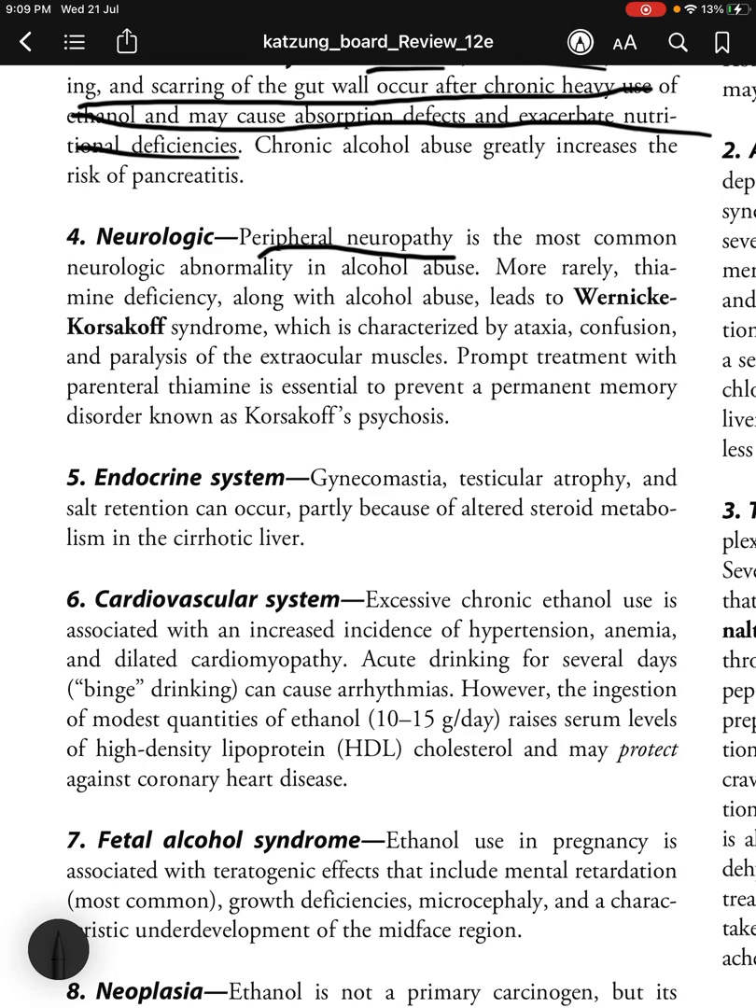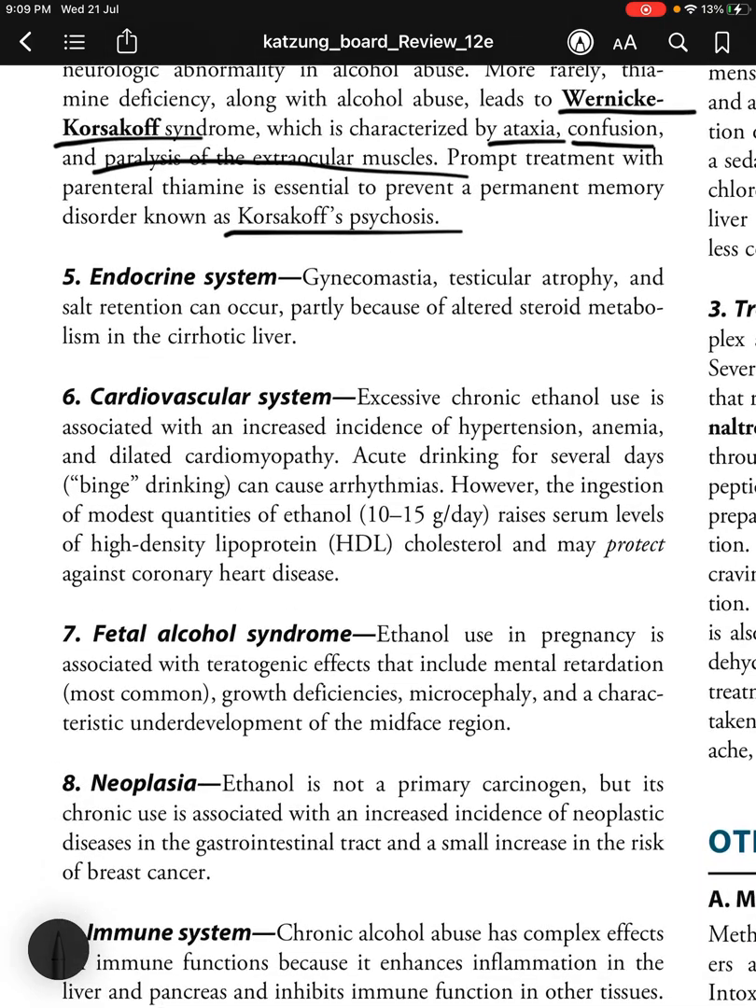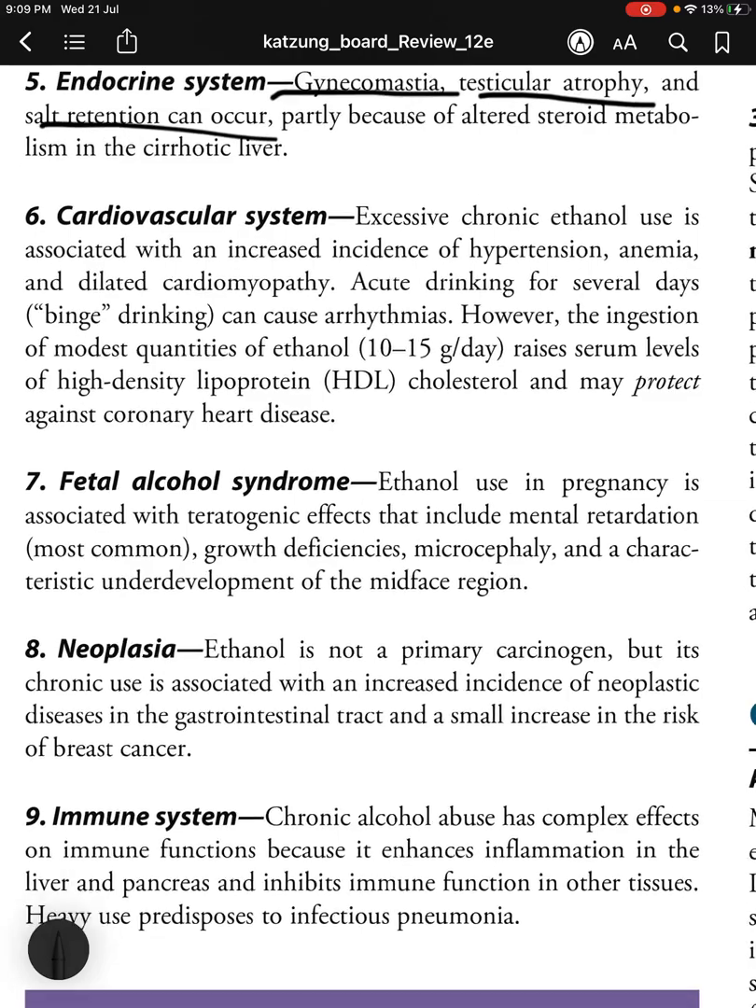Then neurologic: you have peripheral neuropathy, which is the most common neurological abnormality in alcohol abuse. More rarely, thiamine deficiency along with alcohol abuse leads to Wernicke-Korsakoff syndrome, which is characterized by ataxia, confusion, and paralysis of the extraocular muscles. Prompt treatment with parenteral thiamine is essential to prevent a permanent memory disorder known as Korsakoff psychosis. And the endocrine system: you have gynecomastia, testicular atrophy, and salt retention, which can occur partly because of altered steroid metabolism in the cirrhotic liver.